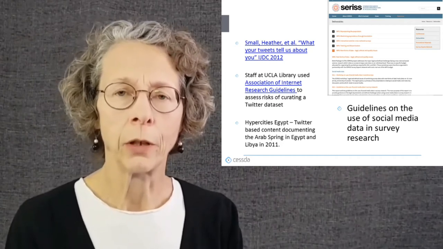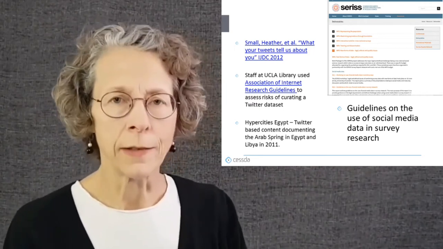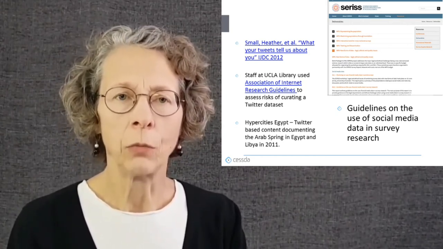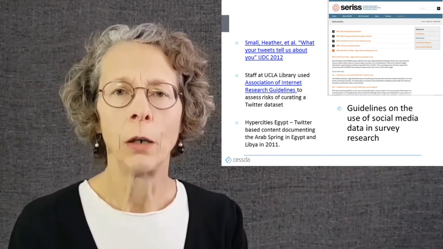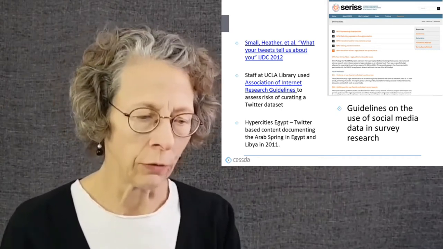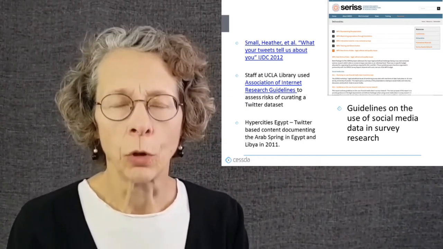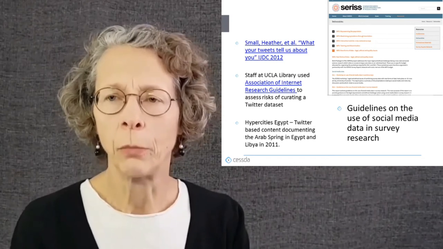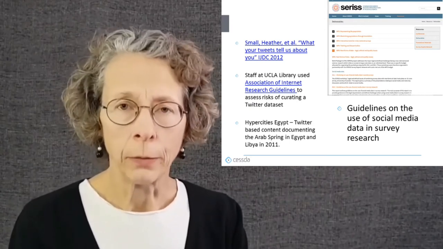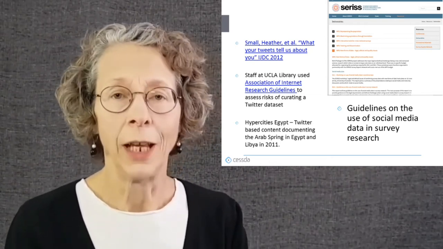So one to start with is a really lovely article by Heather Small and her colleagues, What Your Tweets Tell Us About You. The article is quite broad, uncovers other things, but they really do try to address the issues about getting this Twitter collection into a repository at the University of California, Los Angeles Library. And another reason I like it is that they were grappling with the data set, I should describe first a bit, called Hypercities Egypt. It was Twitter content based on the Arab Spring events in both Egypt and Libya in 2011. So extremely difficult data.